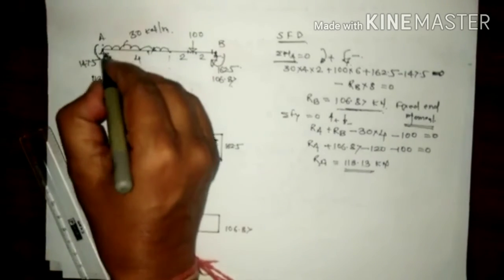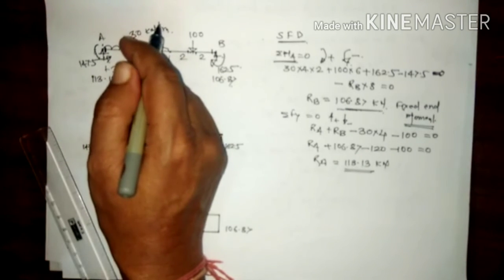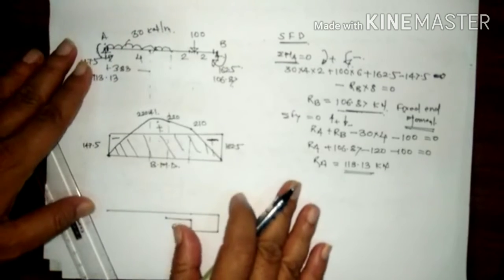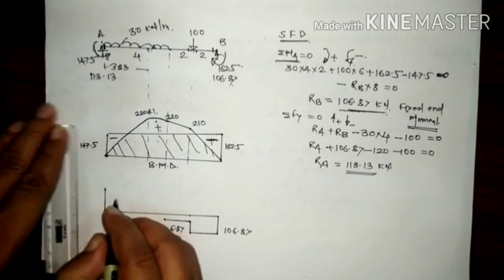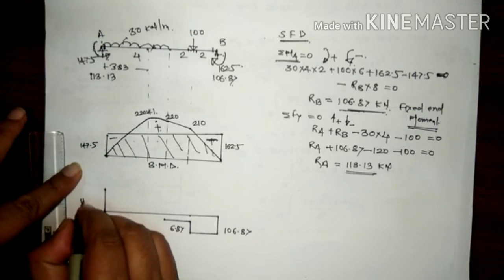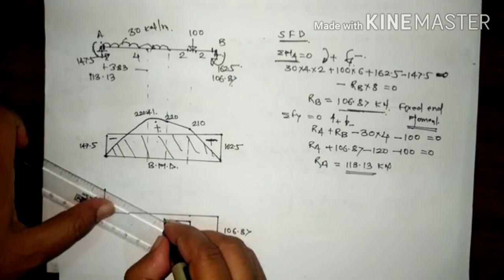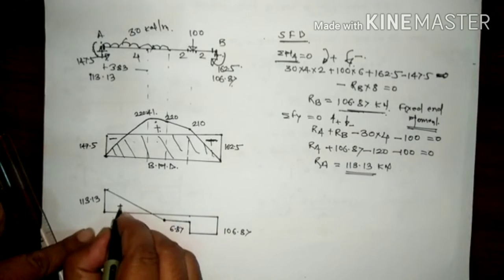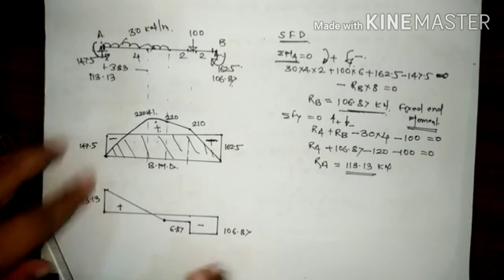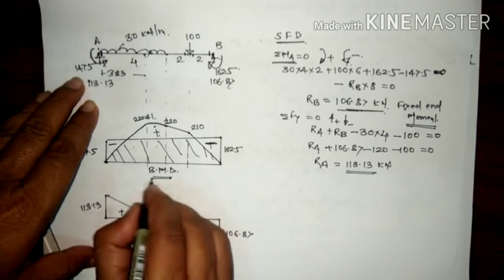Then shear force at the right-hand side of A, we know always from the left side upward is positive, so that is 113.13. Now join this. Okay, so above the line is plus, below the line is minus. So this is the final SFD and this is the final BMD.